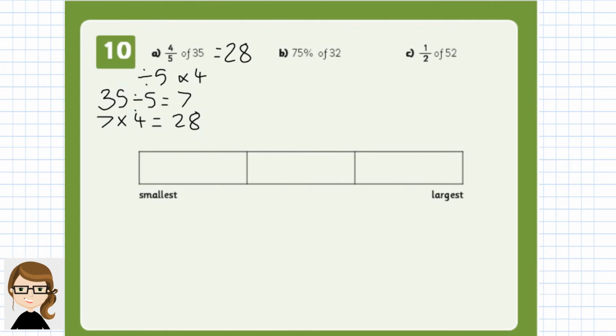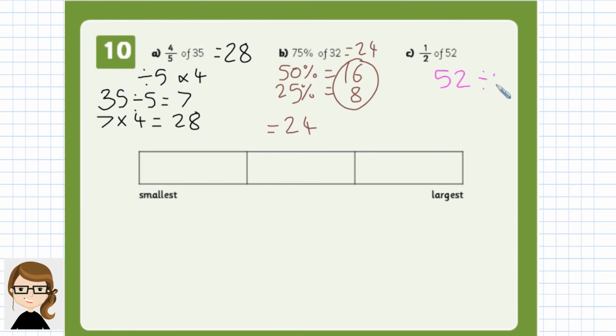Okay, 75% of 32 is the same as finding 3/4. So I could find half, which is 16, and then 1/4, which is 8, and put the two together. Or I could have found 3/4, so divide it by 4 and times it by 3. So that one's 24. Half of 52, half of 50 is 25, half of 2 is 1, combined together, so it should be 26. You can partition it like this if you want to. So now I have to simply put them in order. So B is the smallest, then C, followed by A.